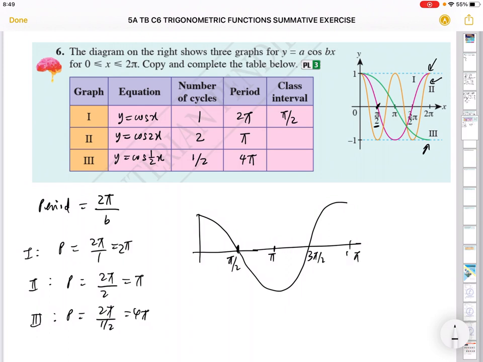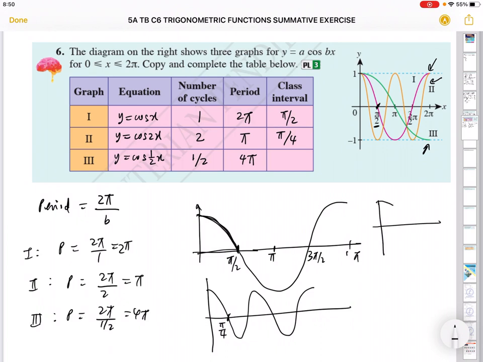But for cos 2x, as we know, the number of complete cycles is double. So you reach this at pi over 4, which is half of the previous one. Now for the third one, you only do half of a complete cycle for 2 pi, and one quadrant is therefore just pi.